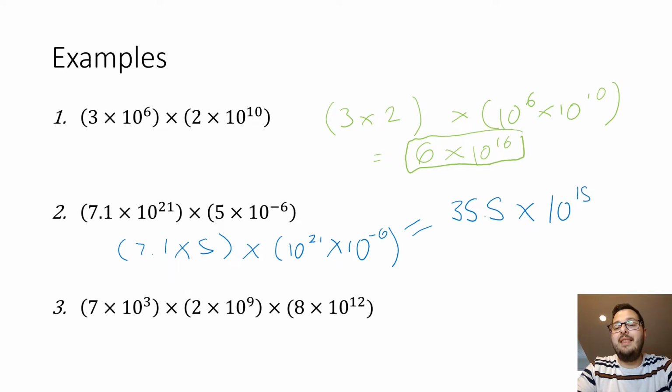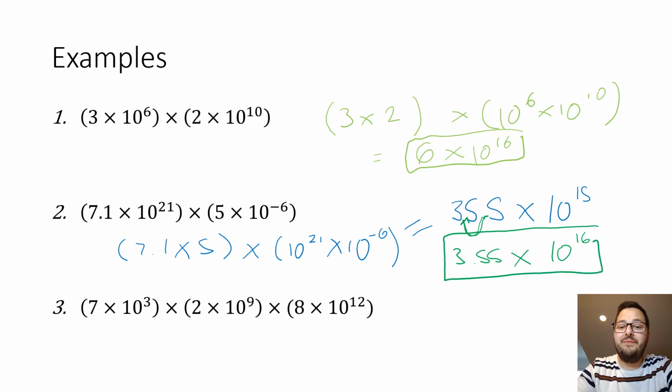Okay, but again, this is not in standard form because this decimal point makes this bigger than 10. So we want to move this there. So instead of 35.5, it'll be 3.55. And so we'll have to, because we moved it 1, we'll have to add 1 to our answer in the power of 10.